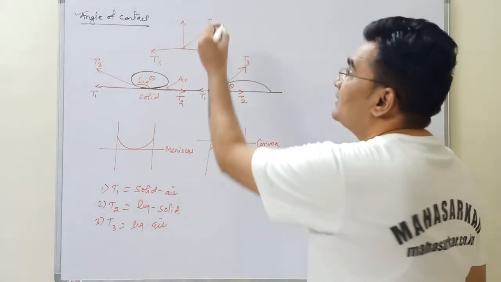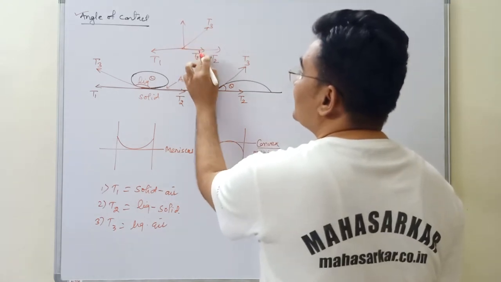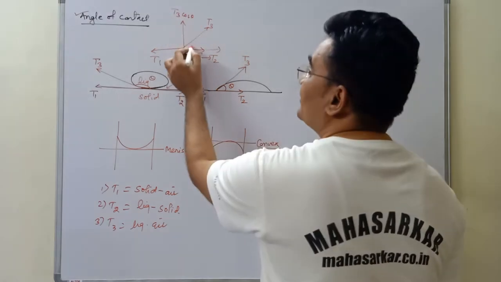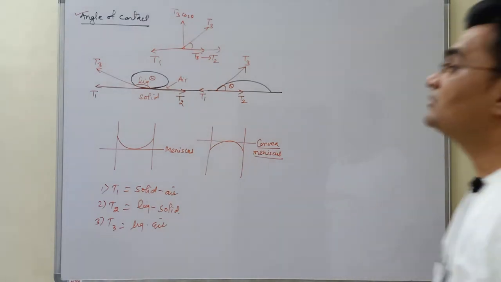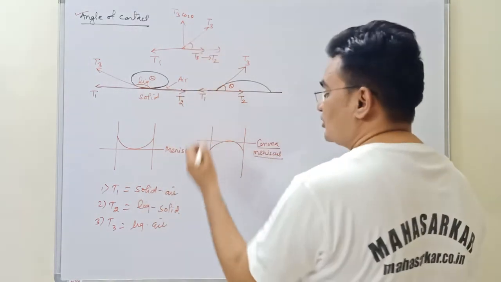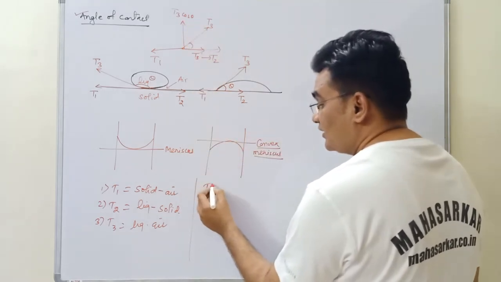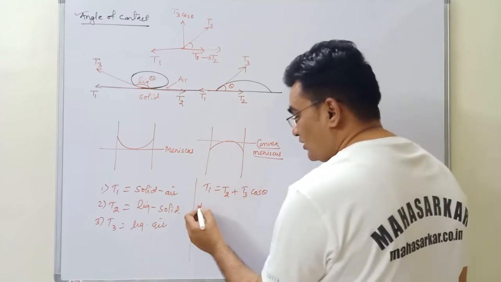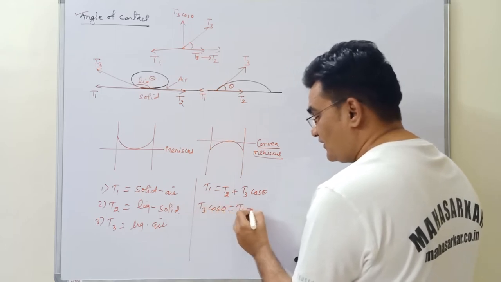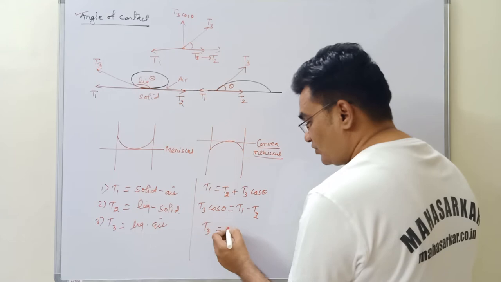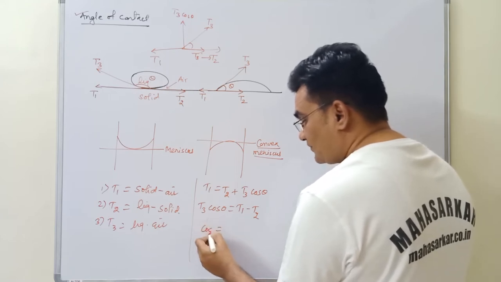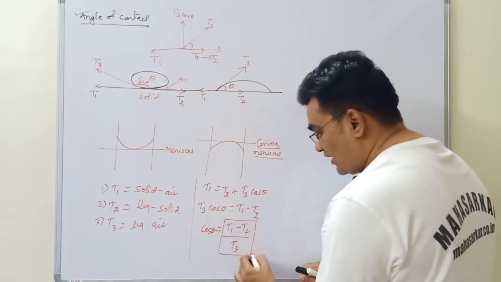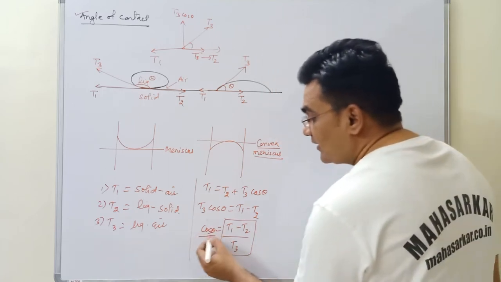Okay, it is very simple. T3 is resolved into two components, so this will be the component of T3, and this is nothing but T2 and T3 cos theta. This component will be T3 cos theta. According to the parallelogram law or resolution of vectors, I can get the formula T1 equals T2 plus T3 cos theta, or T3 cos theta equals T1 minus T2, or cos theta equals (T1 minus T2) upon T3. So this value is going to decide what type of angle is going to form.